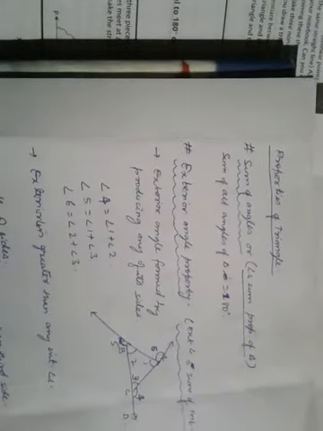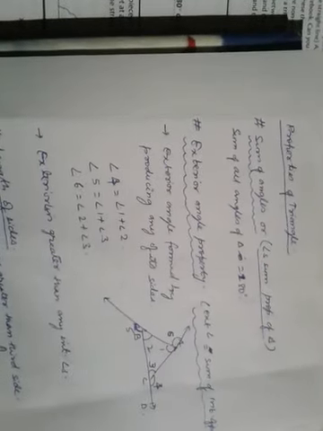Whenever you use this property, you have to learn this wording: the sum of all angles of a triangle is 180. You know this one as you studied in class 6 also. The second thing that we have to study is the exterior angle property.